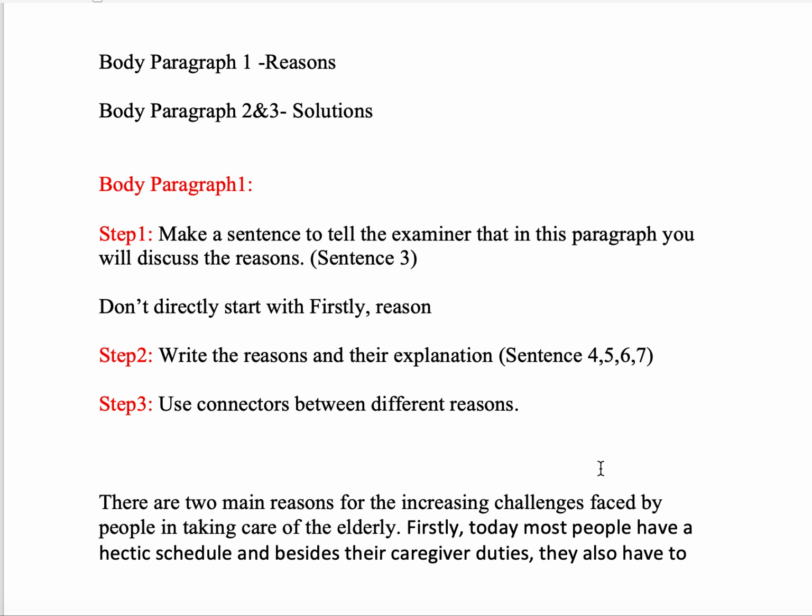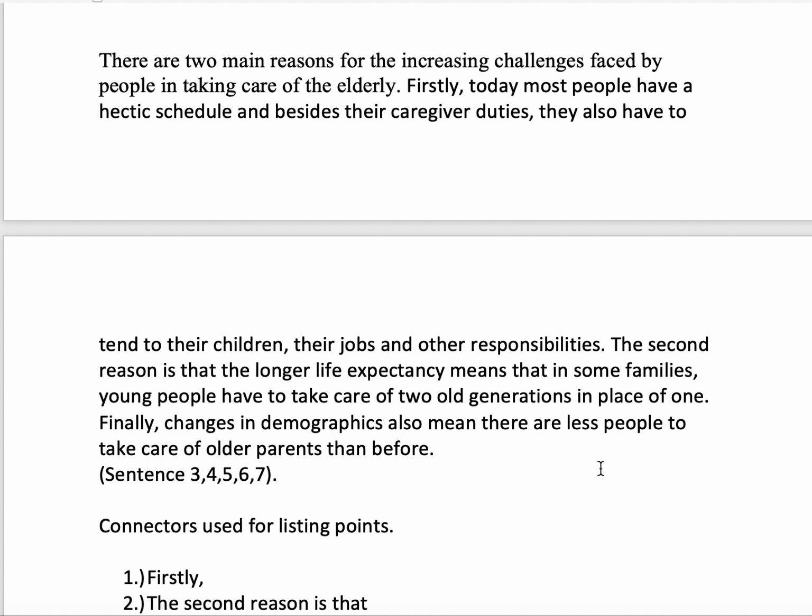There are 2 main reasons for the increasing challenges faced by people in taking care of the elderly. Firstly, today, most people have a hectic schedule, and besides their caregiver duties, they also have to tend to their children, their jobs, and other responsibilities. The second reason is that the longer life expectancy means that in some families, young people have to take care of 2 old generations in place of one. Finally, changes in the demographic trends. Demographics also mean that there are less people to take care of the older parents than before.